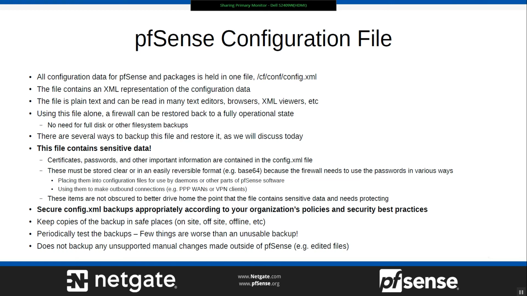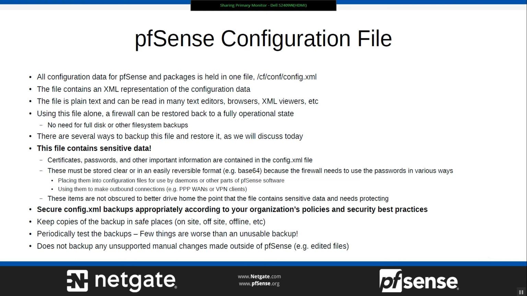Using that one file, you can fully restore a firewall back to an operational state. You can just take that one backup file and restore it and get everything back up and running. So you don't need to have a full disk or other file system backups. I know some people still insist on them, but for 99.99999% of people, you're not going to need it. Just the one config file is enough. But the topic we're going over today is how there are several ways you can back up that file and restore it. But you do need to be careful with that file because it does contain sensitive data.